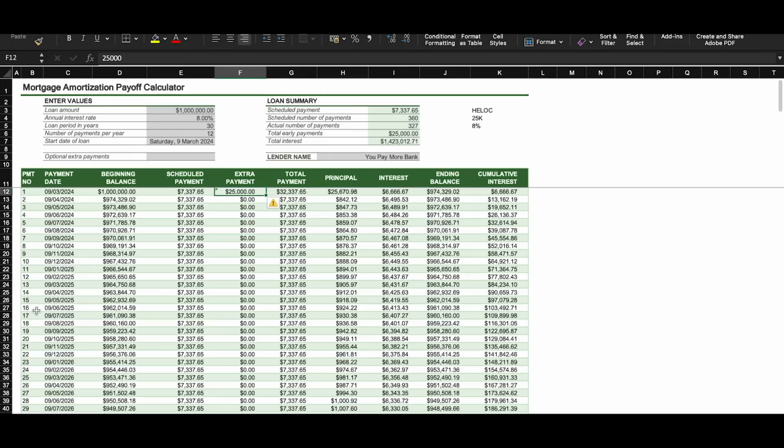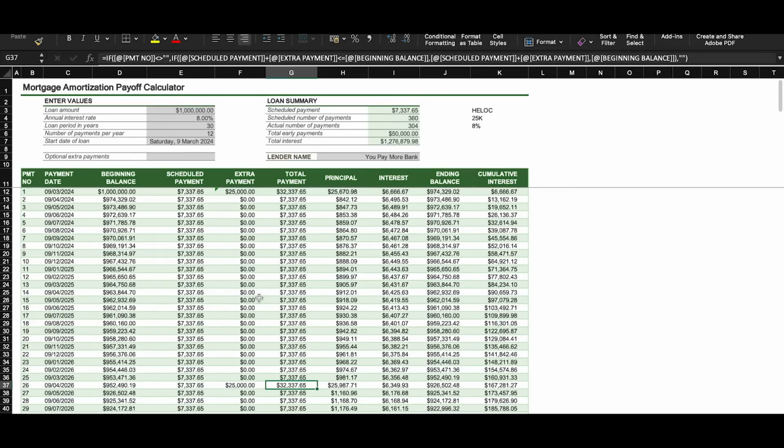So I'm going to go down to payment number 26, because that would be the 26th month here. Let's say they're ready to put another 25,000 on there, right? So the total interest, 1.4 mil. We put another 25 on there, right? We're at 1.2. So it's about 150,000 saved in total interest.